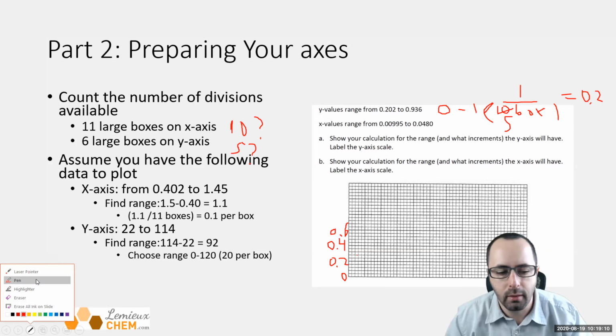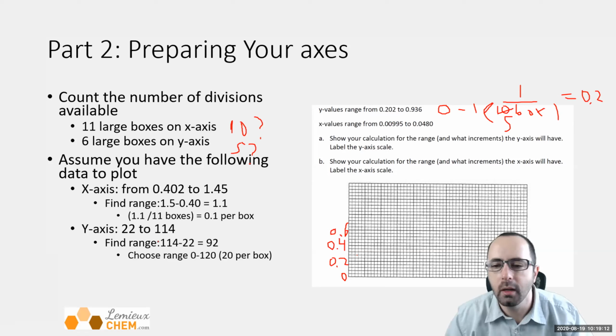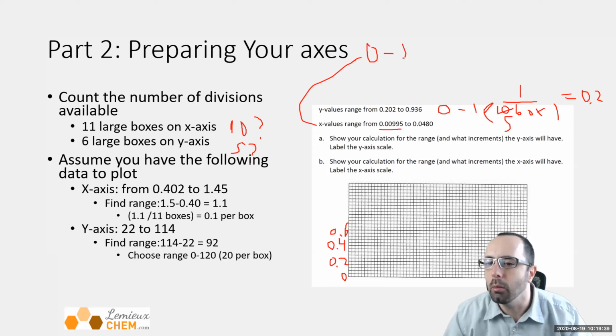I keep mixing them up, but on our x-axis we have 11 boxes, or we can use 10 of them. So here, maybe I want my range to be from 0 on the low end, and I choose 0 because this number is quite close to 0, the 0.00995, compared to 0.048. And maybe I just want to go a little bit higher than 0.048, so that would be like 0.05.